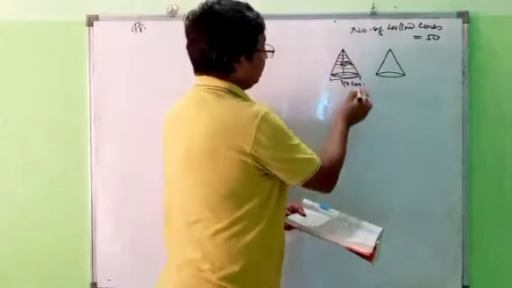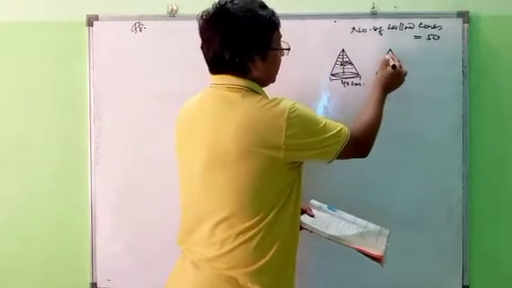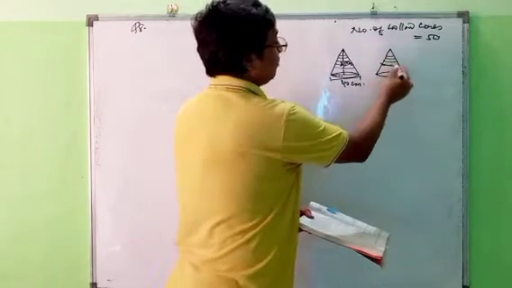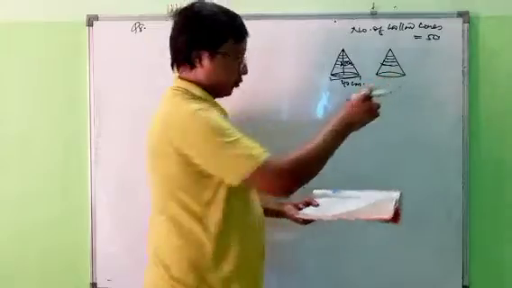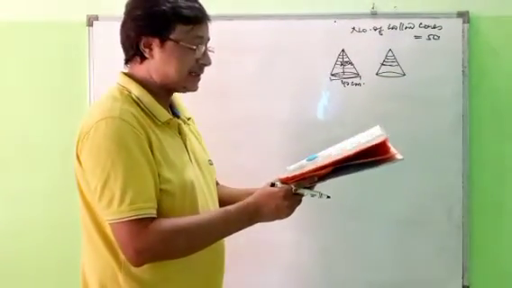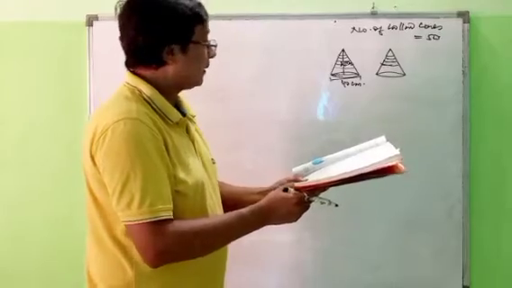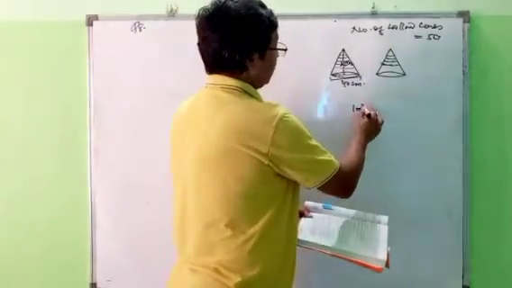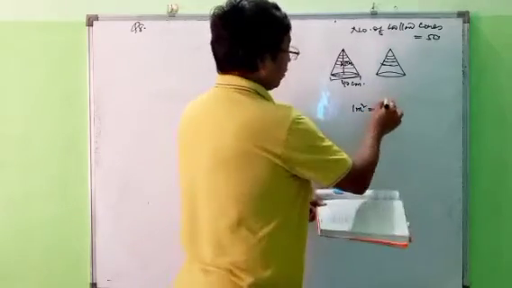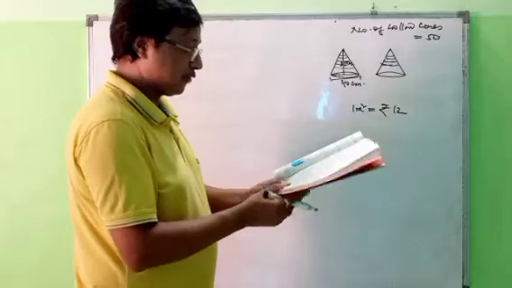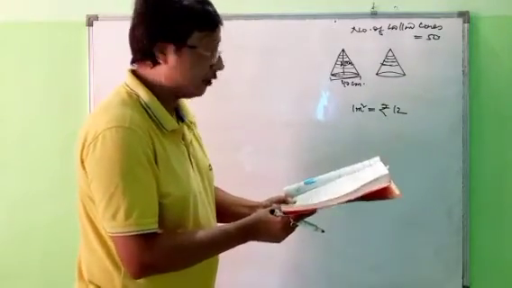So each of the cones is going to be painted on the outside, not the inside. The cost of painting is ₹12 per square meter, so every 1 square meter of painting will cost ₹12. Now you are going to find out the cost of painting all these cones.